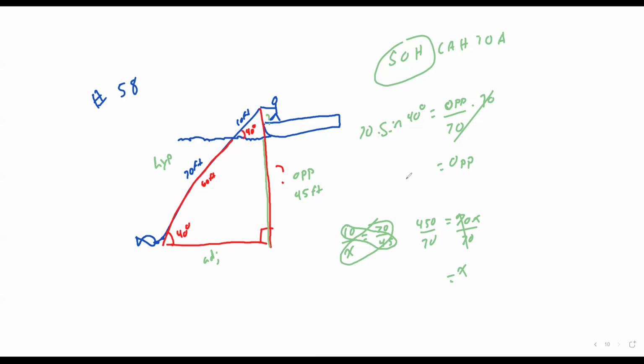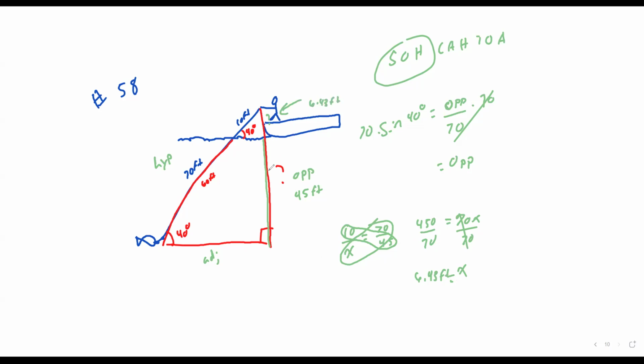And that would be 450 divided by 70, give or take. Again, we round to two decimal places, which gives us 6.43. So that's what this is, 6.43 feet above the water.